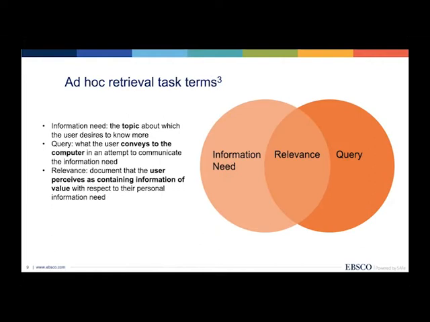This is what the user conveys to the computer in an attempt to communicate the information need. And so the queries can range. So if the topic is COVID, the query could be COVID, it could be COVID-19, it could be coronavirus. And so the query really may differ by user. And so what you look for is relevance. So this is documenting that the user perceives the information returned by the computer has value with respect to their information need. And so it's really the middle ground between the information need and the query.